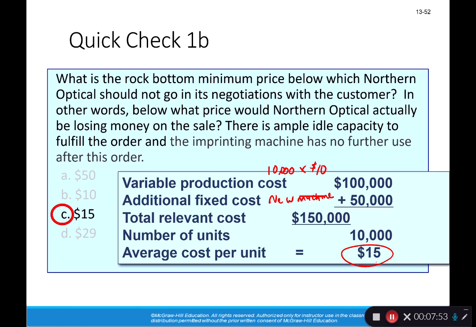Which makes sense, because if you have a special order, usually it's because the customer reached out to you, so you're generally not going to have to pay sales commissions or something on that type of special order. But just read the problem. It'll tell us what matters and what doesn't. We just have to identify it.